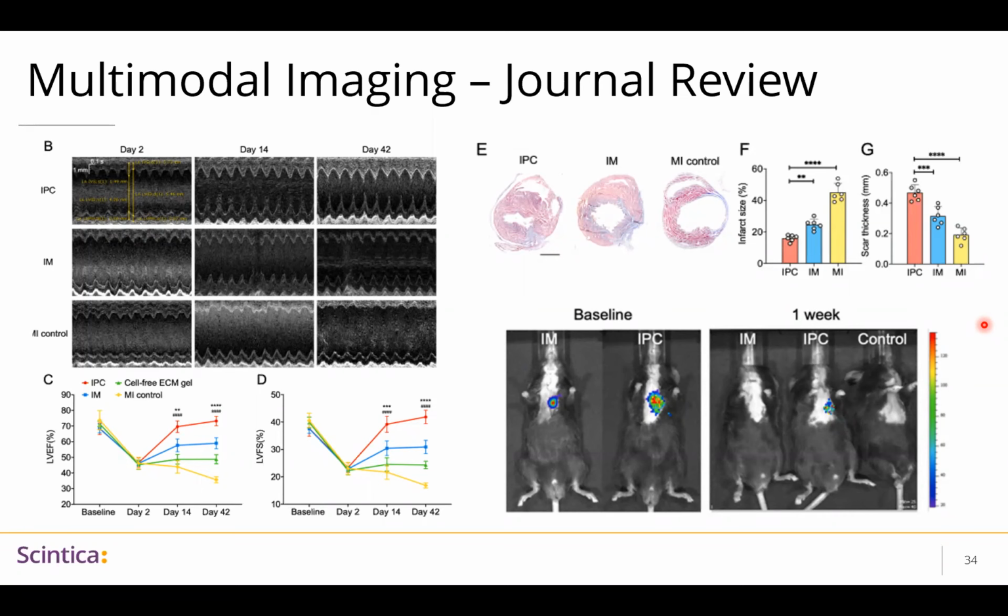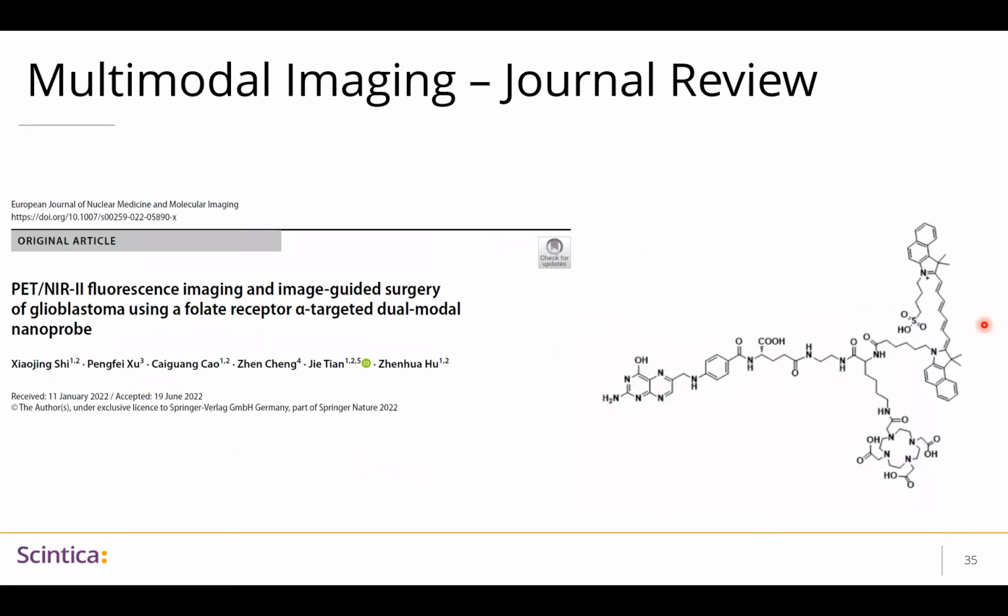So again, in this case, this group used both ultrasound, fluorescence imaging, as well as other techniques like immunohistochemistry and histology to fully understand the disease process, where those cells were going, and what they were doing in this animal model. In the final paper that I'll look at, this is from the Chinese Academy of Science.